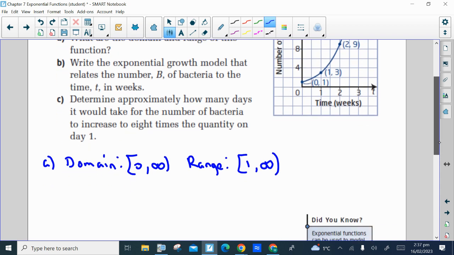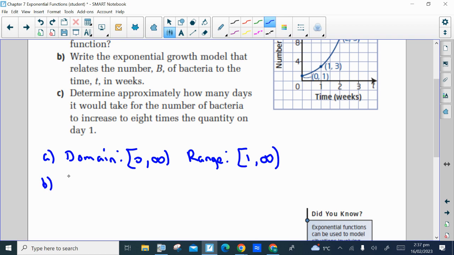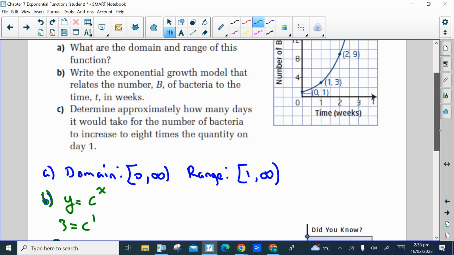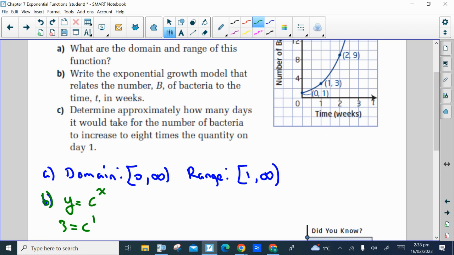Part B, we want to write the equation. And again, we can start with our general form, y equals c to the x. I'm going to use the point 1 comma 3. That is the easiest one to use. Because when x is 1, you'll get c to the 1, or just c equals 3. And if you think about it, the reason that c equals 3 is because in this case, the population of the bacteria is tripling every so many weeks. In this case, every 1 week. Right?